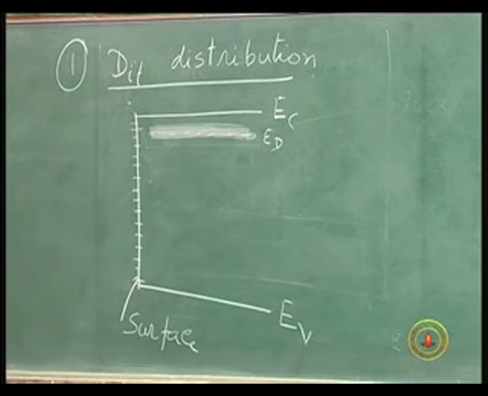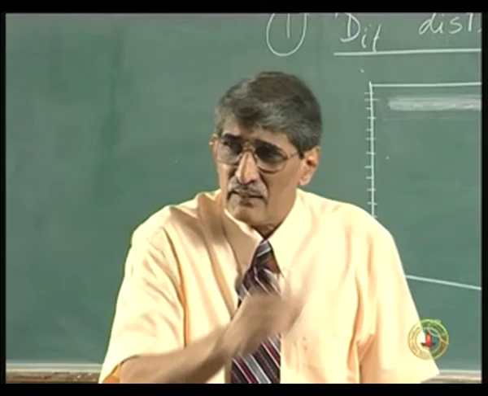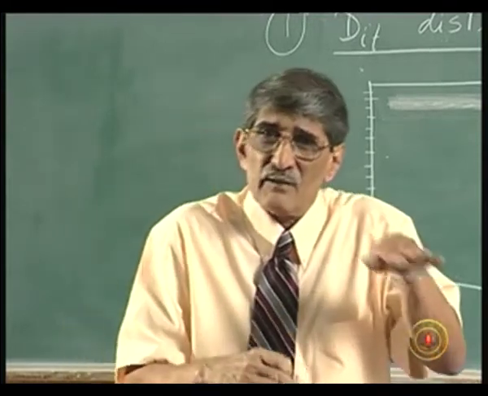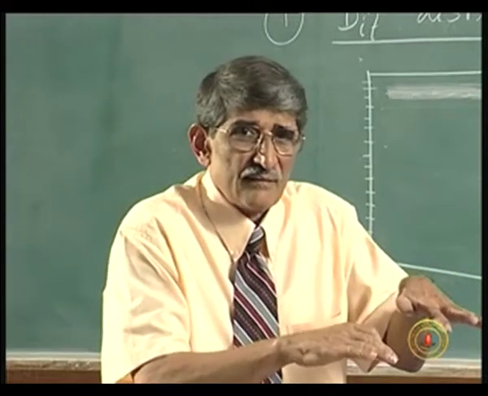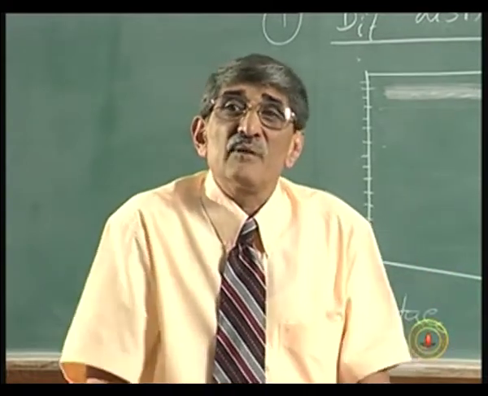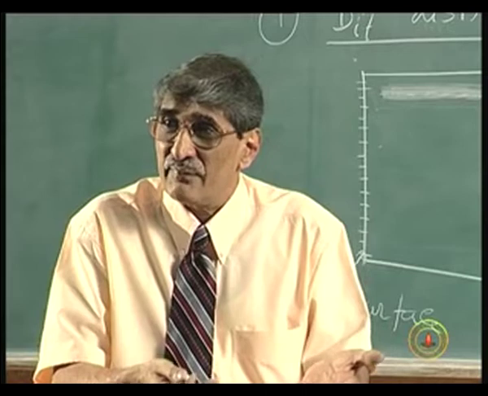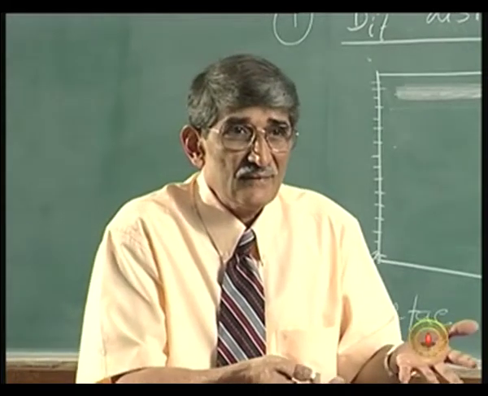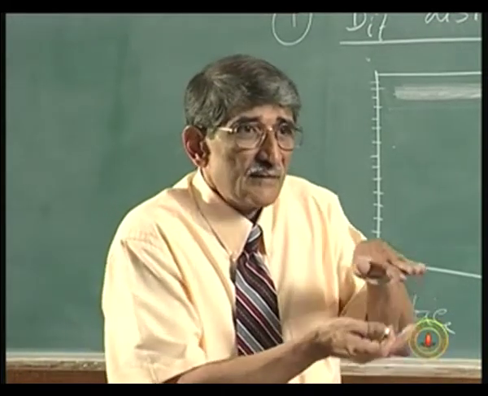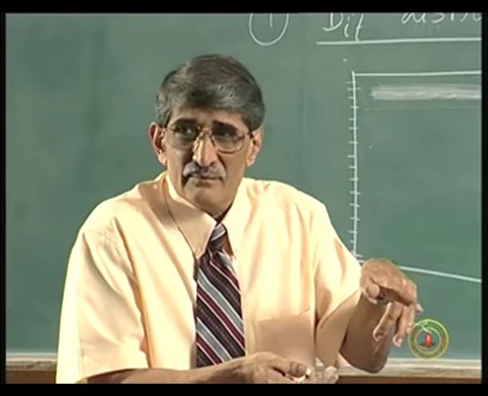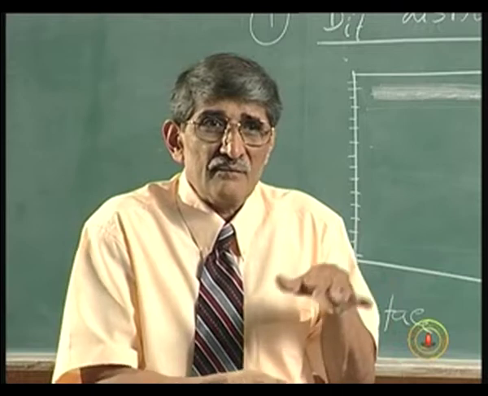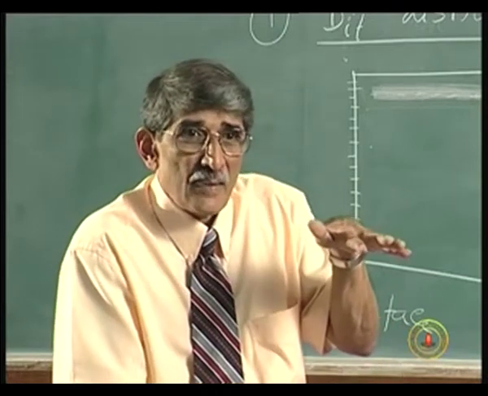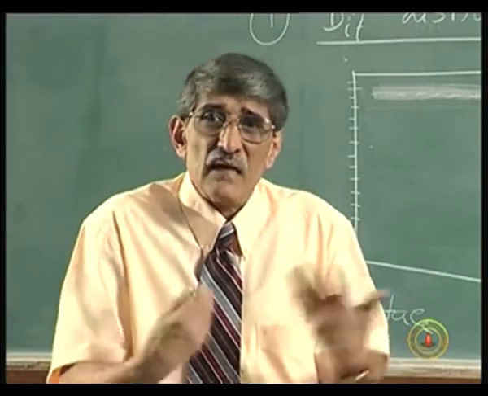Now, we also said, so that means you can't represent either the donor level or the acceptor level by one level. Okay? Even if you say it is one donor level, since there are 10 to the power 15 atoms per centimeter square on the surface, that many levels are there, and they all cannot stay on the same level because of the uncertainty principle. You cannot have the same level. So, that splits up because the number of atoms is so large on the surface.